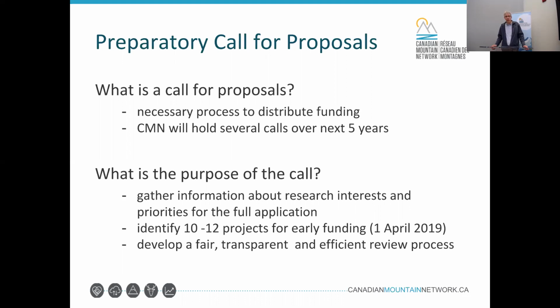I should also add that we don't intend to allocate all of the research funding in this call. We will leave lots of room for a second call that would be announced once the network is successful, say, next year. So this is just the first wave. It gives us an opportunity to demonstrate that we can function as a network, and we need that information for the full application.